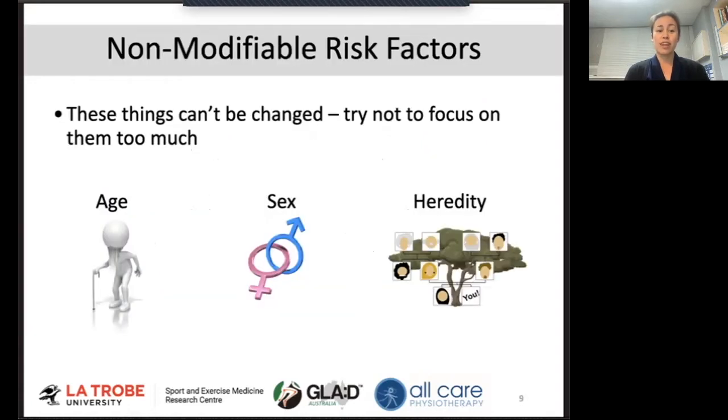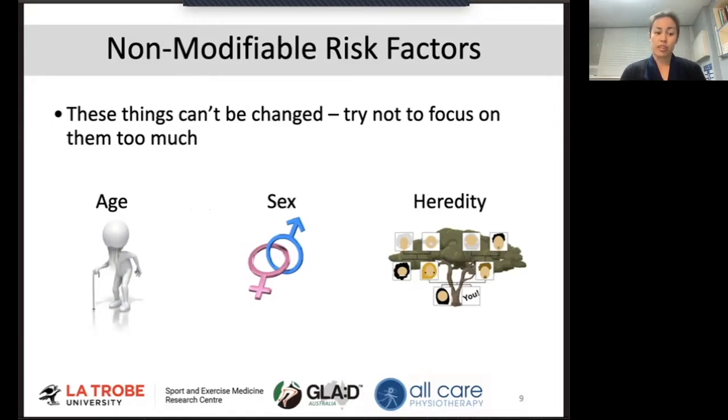Unfortunately, there are some factors that can't be changed, but there's no point focusing on these too much because we can't change them. Age is a number one factor, and osteoarthritis does become more frequent with increasing age. It is unfortunately an irreversible disease. However, by modifying the previous factors we just looked at, the symptoms that you experience can be reduced and can even disappear. Sex is also a non-modifiable risk factor.